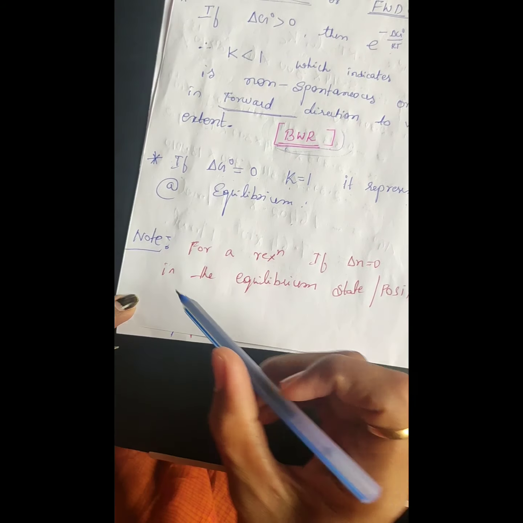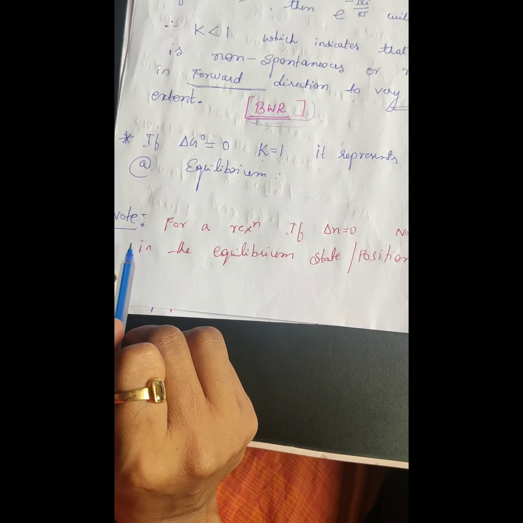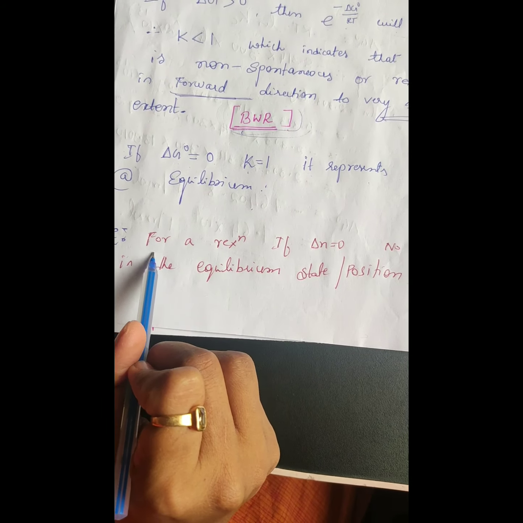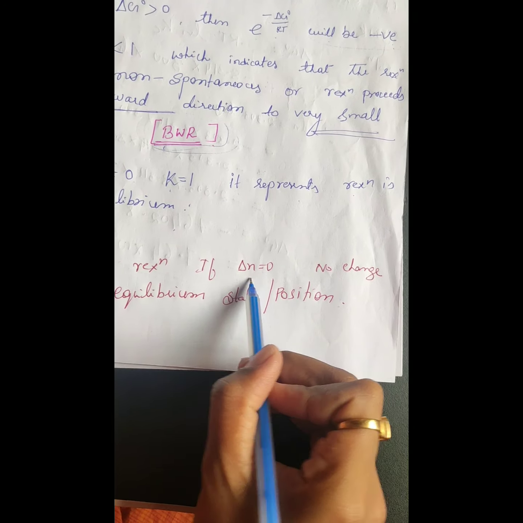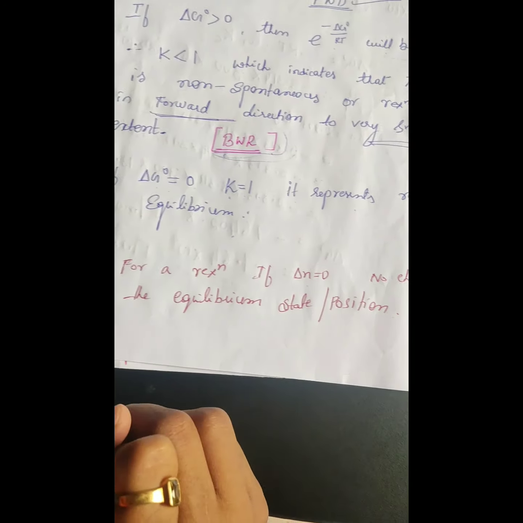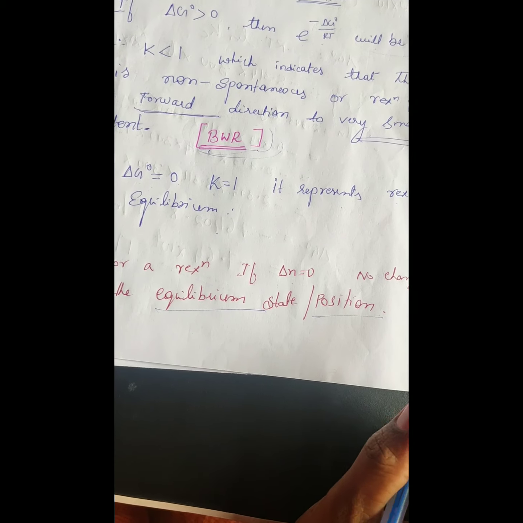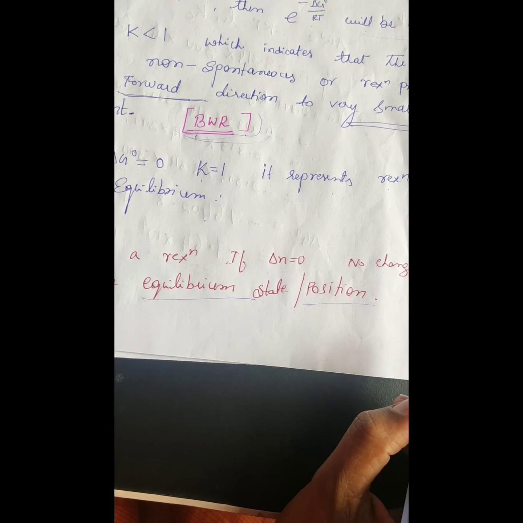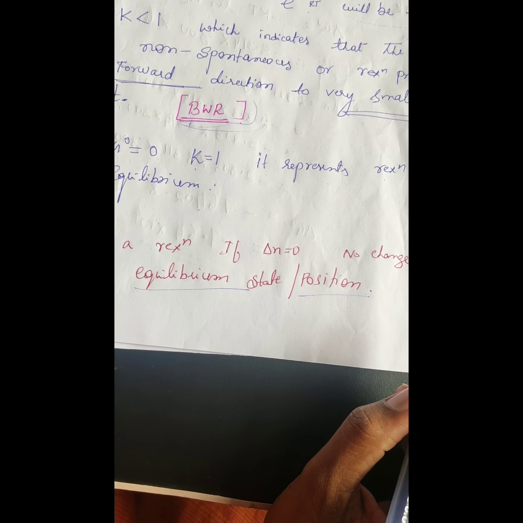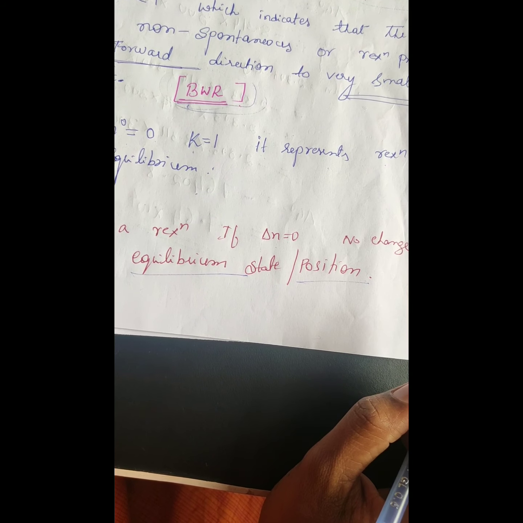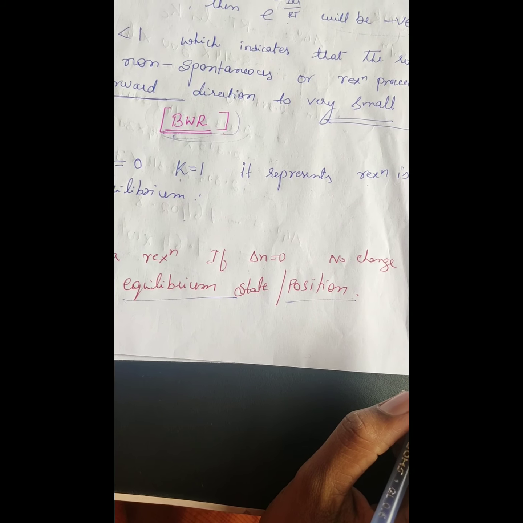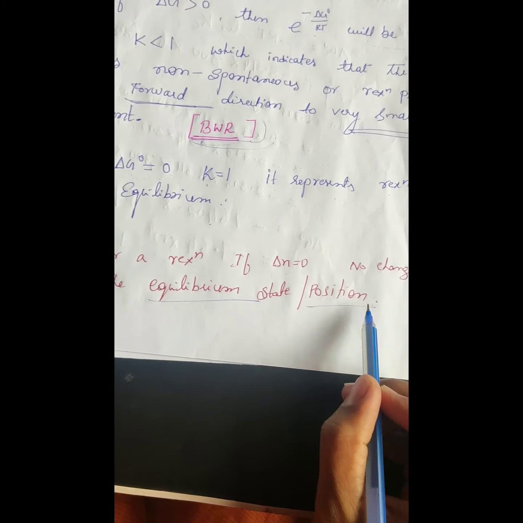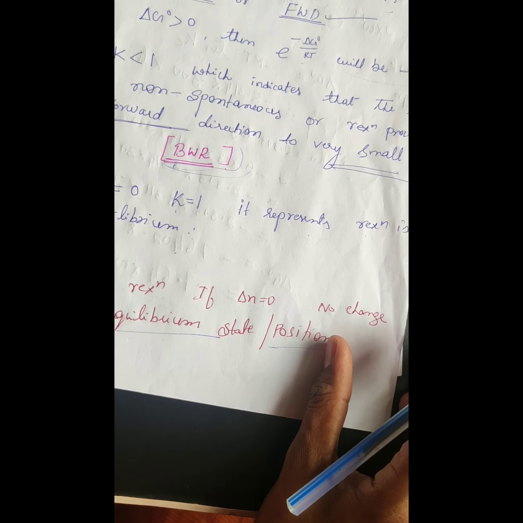Then, children, you can note one more thing with respect to this concept: for a reaction, if delta n value is 0, then there is no change in the equilibrium state or equilibrium position. If in the reaction the number of gaseous moles of product minus the number of gaseous moles of reactant is 0, then the state or position of the equilibrium does not change.